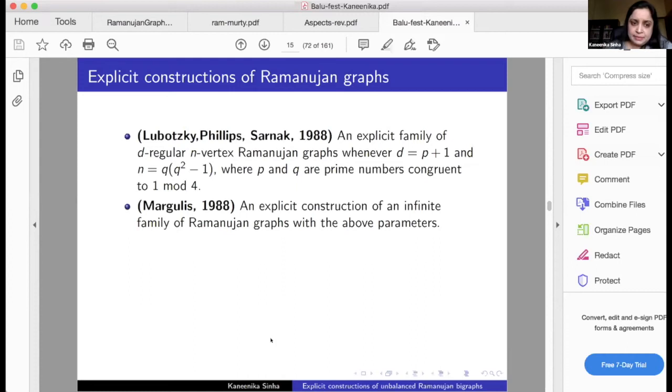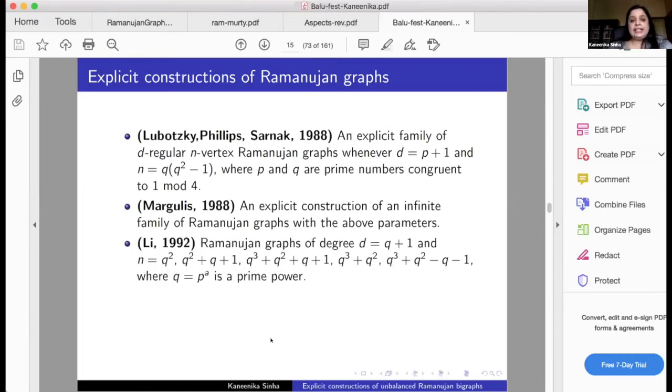At the same time, Margulis also had an explicit construction of an infinite family of Ramanujan graphs with exactly the same parameters as above. And in 1992, Winnie Li described graphs that would conform to the third question that we just asked.